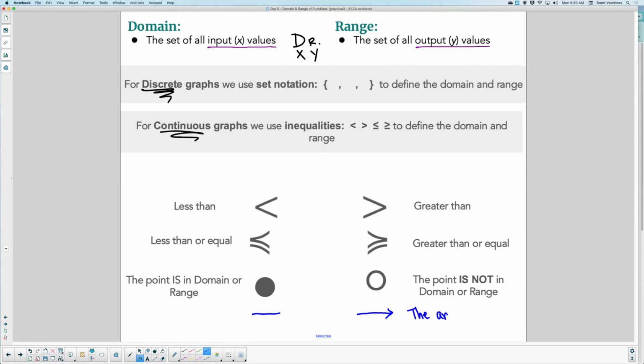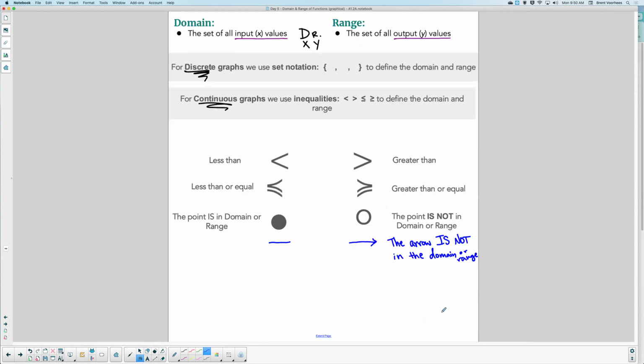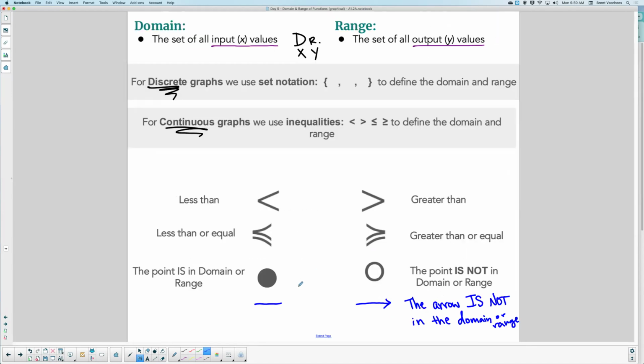The arrow is not in the domain or range. It's not letting me write lower, so I'm going to extend the page. Oh, that just made it too small. Hang on, let me come back. The arrow is not in the domain and range. If it's just a solid line like this, the line is in the domain or range.